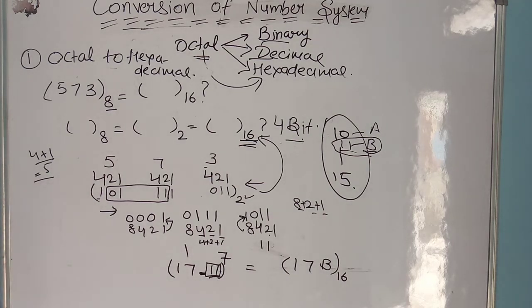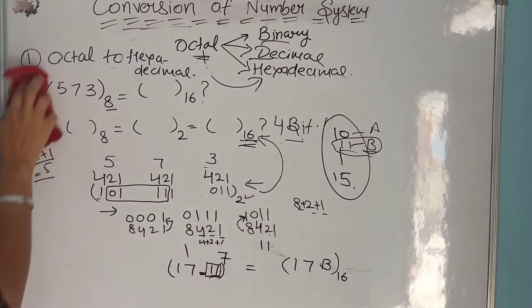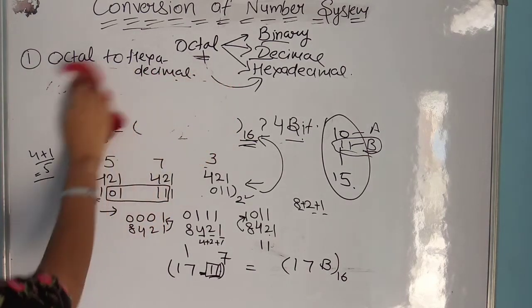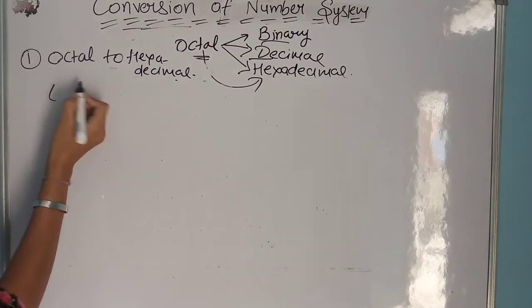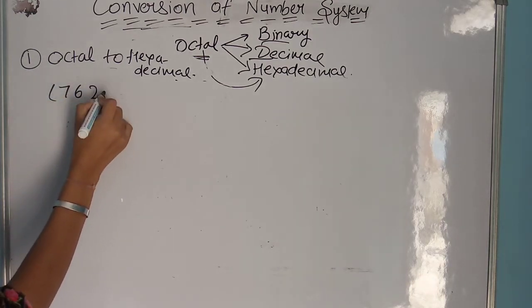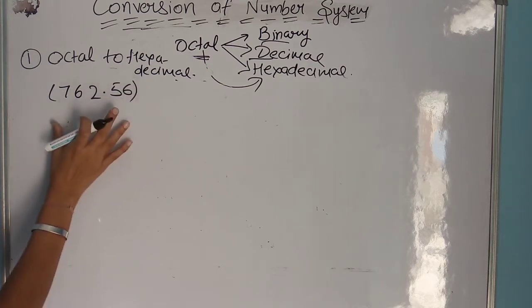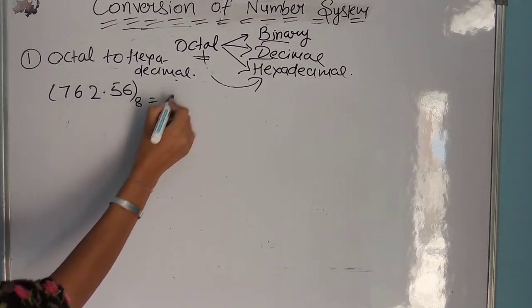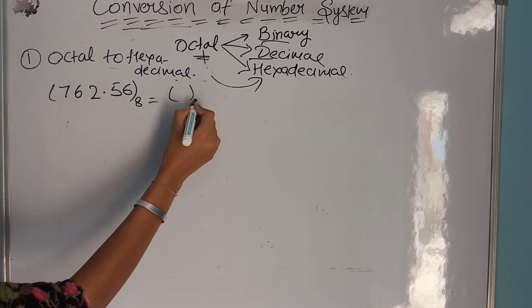So now this is all about the octal to hexadecimal conversion, and the remaining thing is how we can change an octal number with a pointing value and convert it into a hexadecimal number. So now we will learn about this method. Okay, octal number 672.56. It is an octal number. Okay, and we want to convert it into a hexadecimal number, base 16.